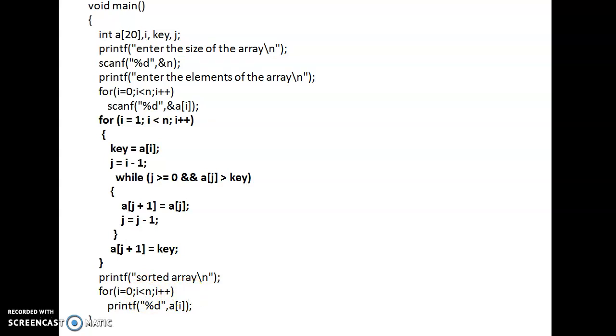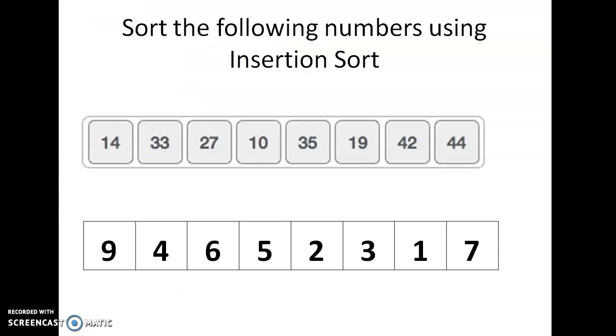Every time we are making the list into two sublists, sorted list and unsorted list. So please practice insertion sort on these two sets of numbers that we are having.